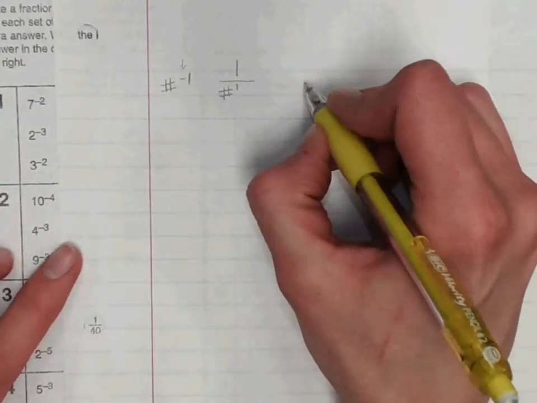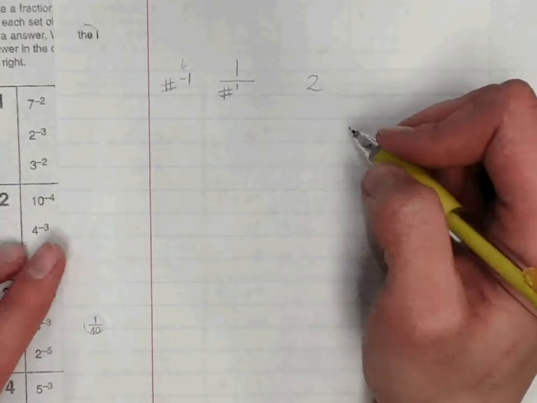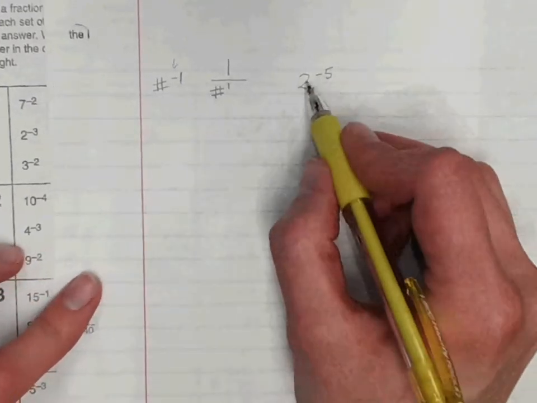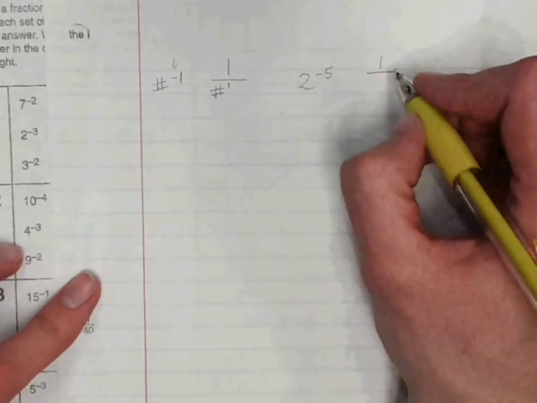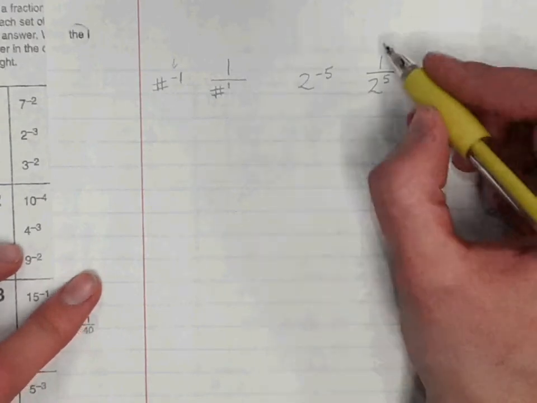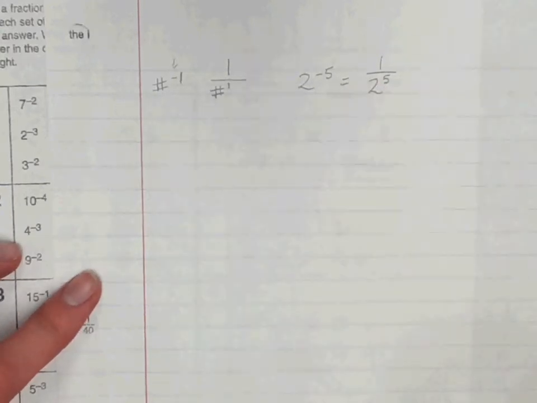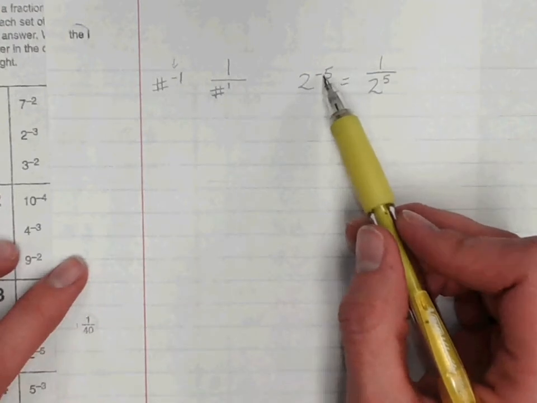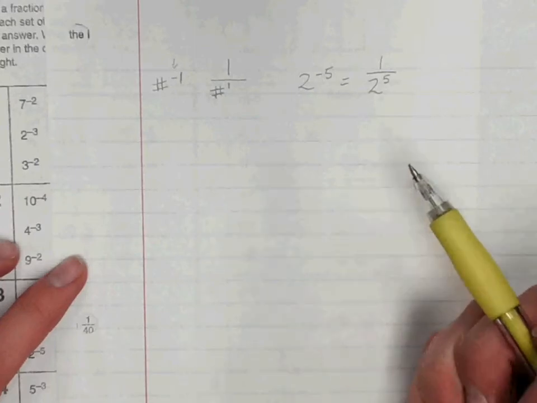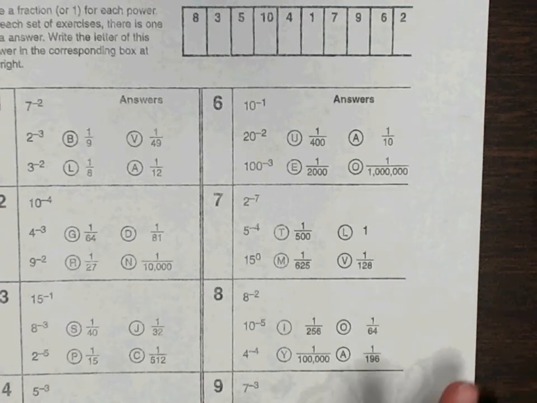So if I had the number 2, and let's say I had 2 to the -5th power, it means that I put it in the bottom half of a fraction, and it's still a big 2, and it's still a 5, but now this exponent is not negative anymore. So they mean the same thing. Whenever you have a negative exponent, it means that it's going to go in the bottom half of a fraction. So over here on this sheet, all of these that we're practicing have negative exponents.